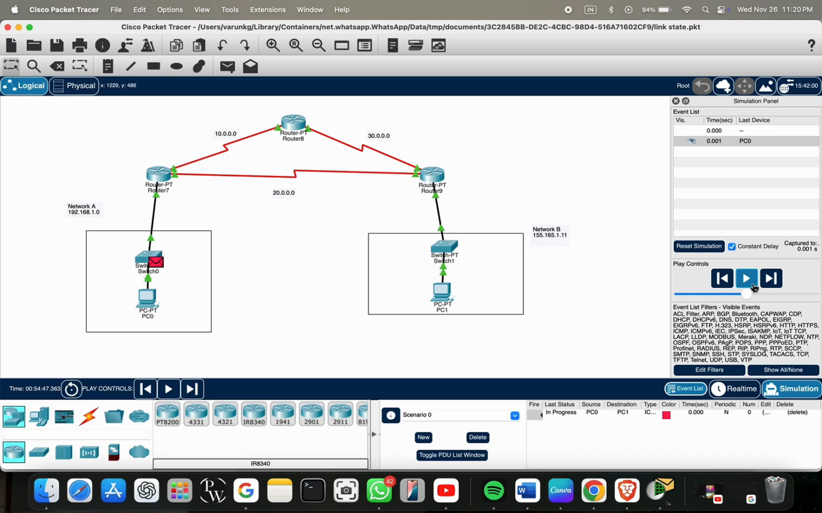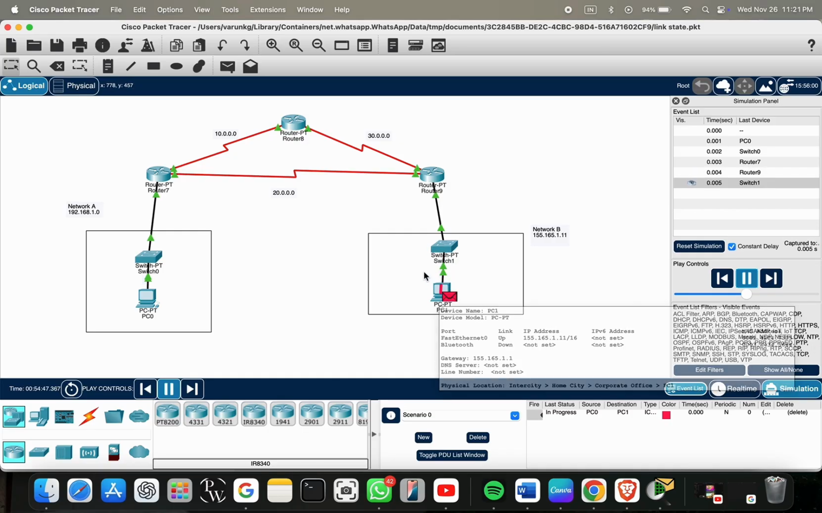See that in the simulation it is going from PC to switch, and from switch to router 1. From router 1 it is going to router 3, which is the shortest path among the other router paths. In router 3 it is going to the switch. From the switch it is going to PC2. At PC2 the message is received.